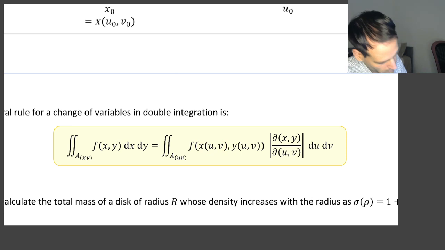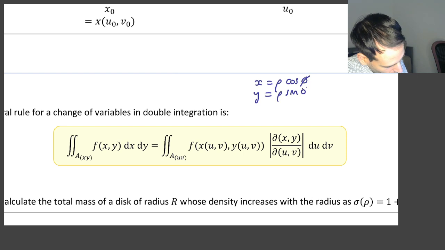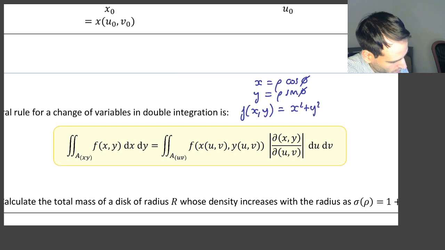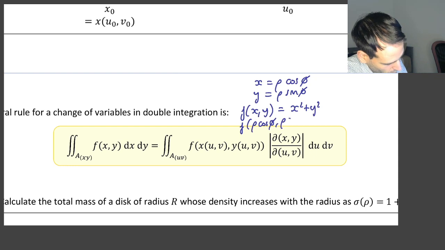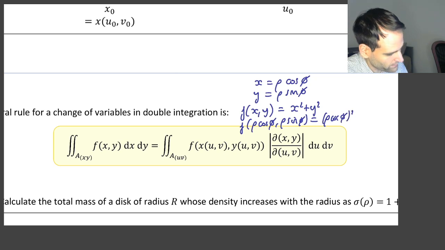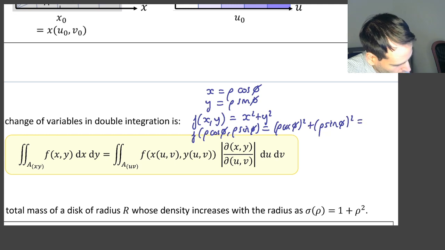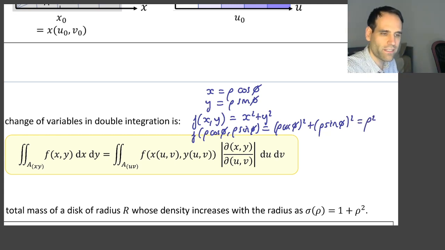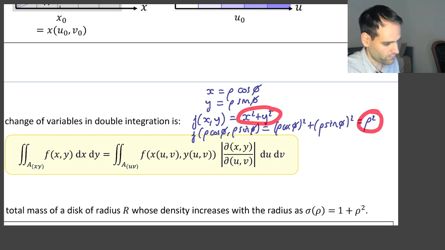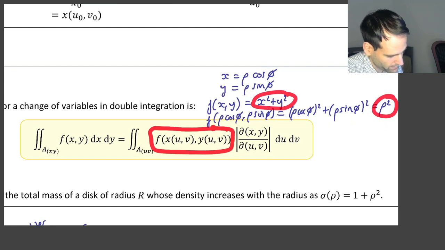Okay? So for example, for polar coordinates, x equals rho cosine phi and y equals rho sine phi. So if the integrand was, let's say, x squared plus y squared, the new integrand would be f of rho cosine phi, rho sine phi, which would be equal to rho cosine phi squared plus rho sine phi squared, which is equal to rho squared, because cosine squared plus sine squared is 1. So the integrand would change from x squared plus y squared to rho squared. So this is encoded in this notation here.